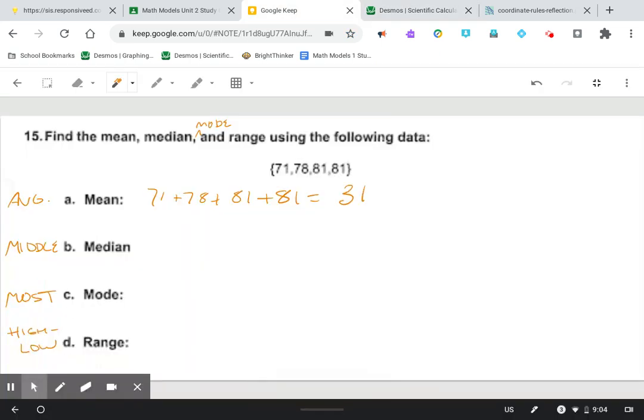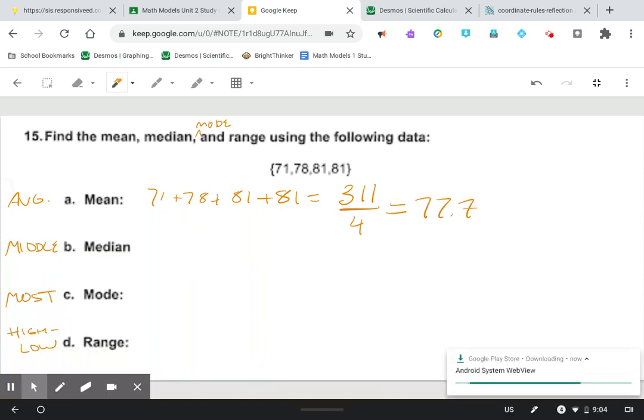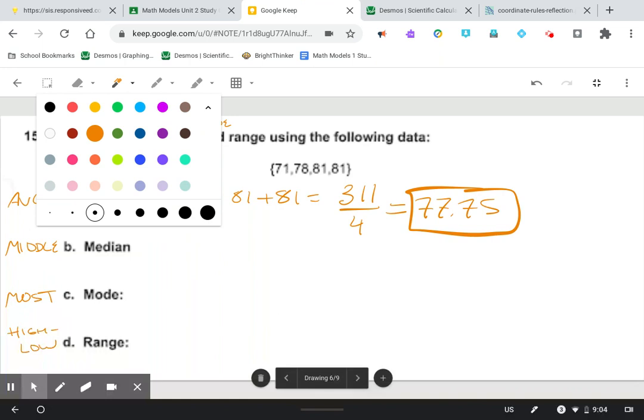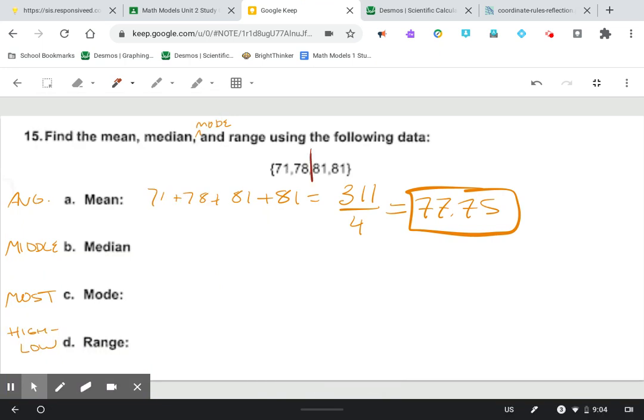See, I got 311. Divided by 4 is 77.75. That is the answer for the mean. The median, I look for the middle of the data. I see here that the middle is in between these two numbers, so I have to do 78 plus 81 and divide the answer by 2. That's what happens when there is not an individual number that is in the middle.